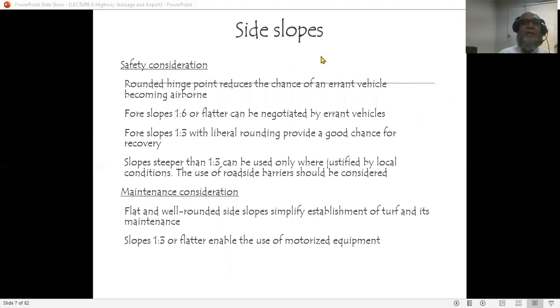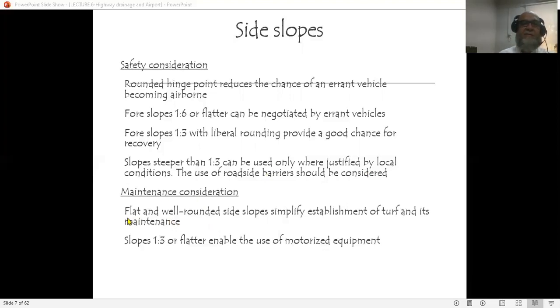Now, what we need to do as a safety measure for side slopes is the following. We have rounded hinge points that can reduce the chance of errant vehicles becoming airborne. For side slopes, the slope can be negotiated by an errant vehicle. So in order to have this errant vehicle control, a side slope of 1:5 or 1:6 is always recommended. Then there is a slope of 1:3 with liberal rounding, which provides a good chance for recovery. Slopes steeper than 1:3 can be used only when justified by local conditions. The use of roadside barriers should be considered.